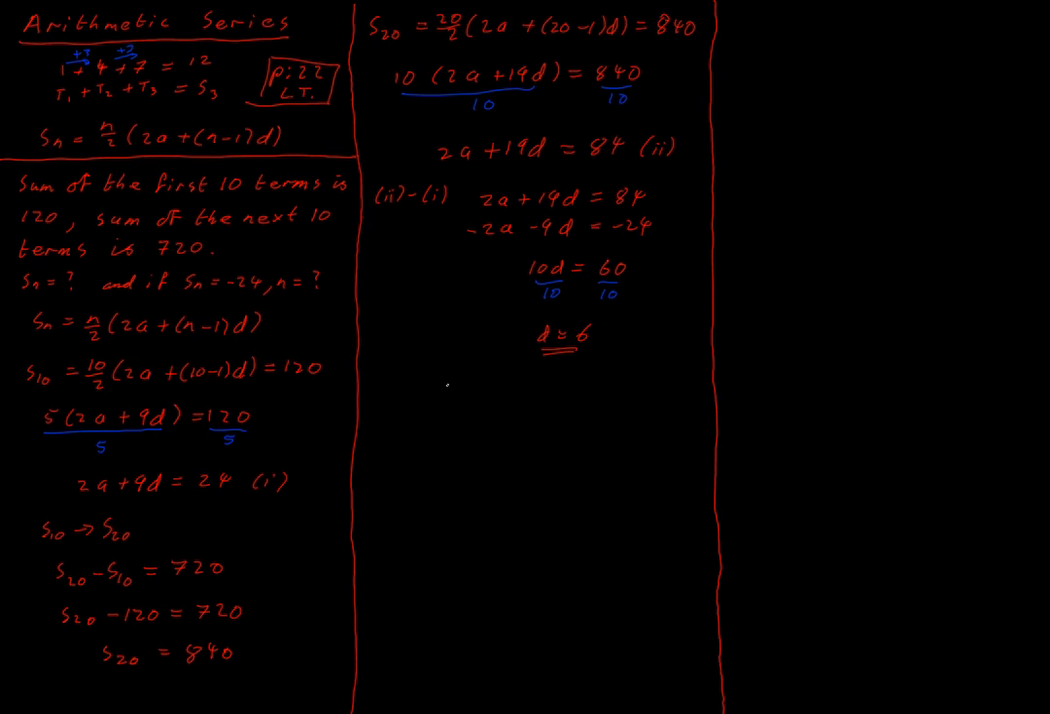Now I need to find the value of a. That's easier to do with equation 1, because the numbers are smaller, but you'll get the right answer if you sub into either of them. It's just always go for smaller numbers if you can, because you're less likely to make mistakes with smaller numbers. So I have 2a plus 54 is equal to 24. Minus 54 from both sides. 2a is equal to minus 30.